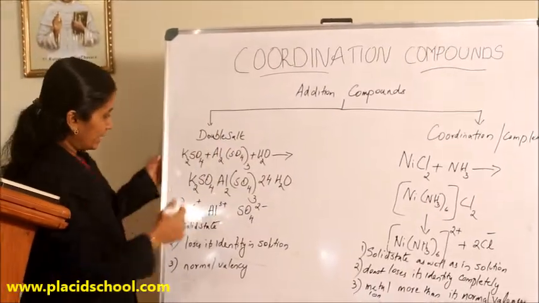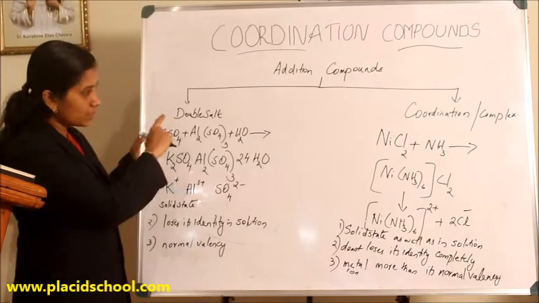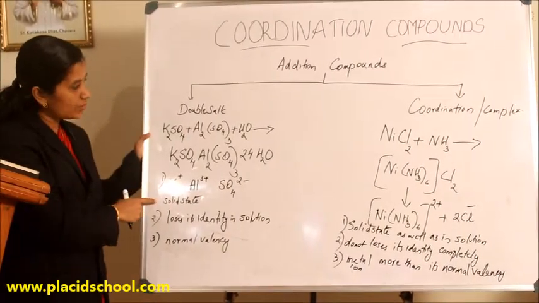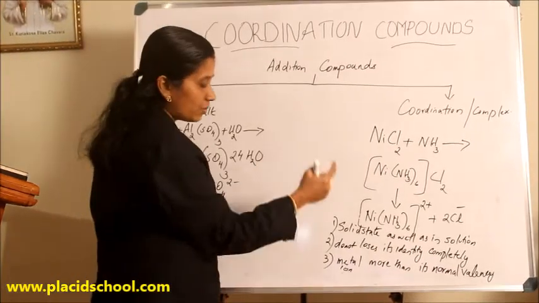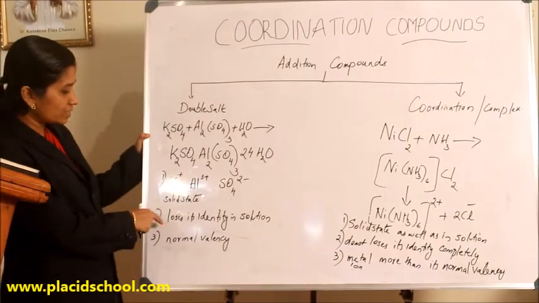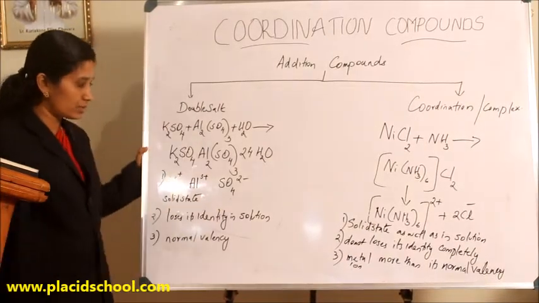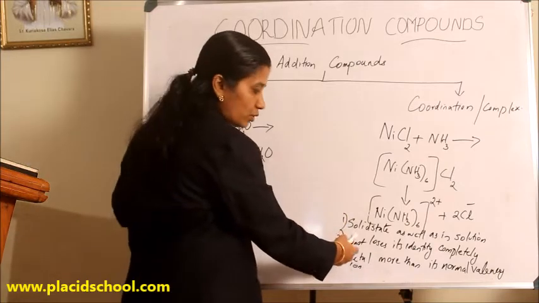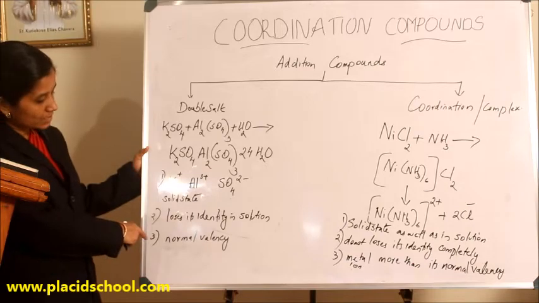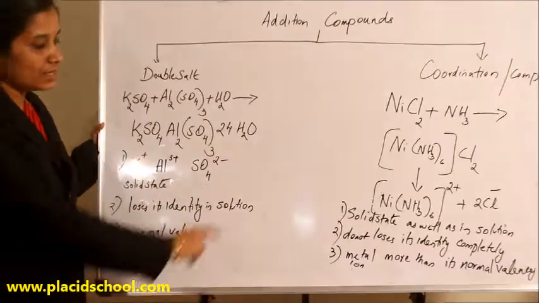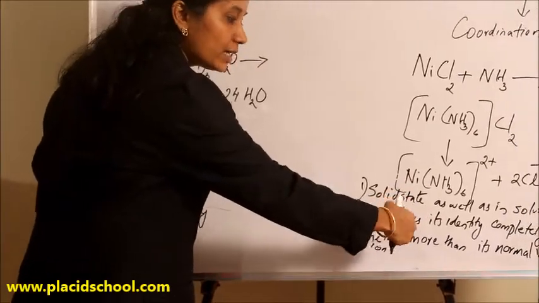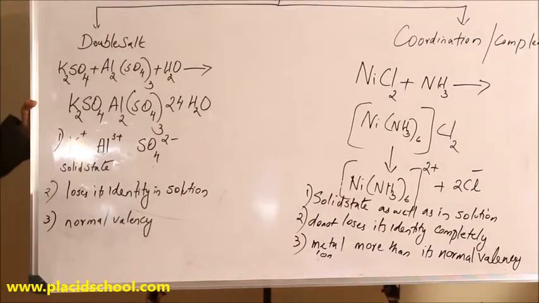So I am explaining again. The first difference between this double salt and coordination compound is that double salt exists only in solid state, whereas coordination compound exists both in solid state as well as in solution. Second difference, double salt loses its identity in solution, whereas coordination compound does not lose its identity completely in solution. Third one, the metal ions exhibit their normal valency, whereas in coordination compound metal ions exist more than their normal valency.